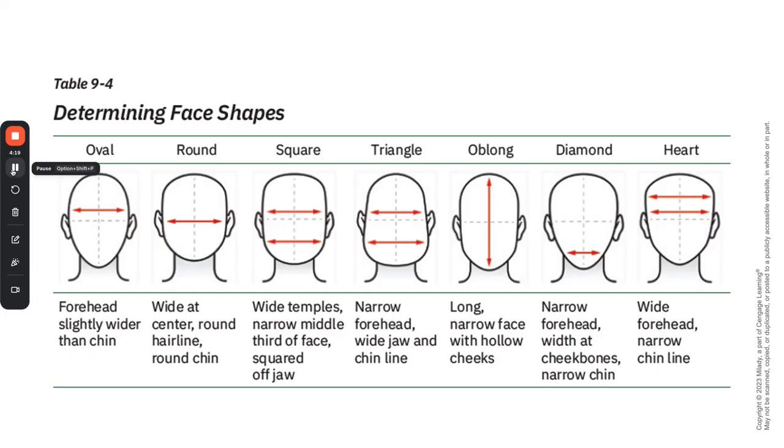Your square people are going to be wider at the temples, narrow in the middle third of their face, and then they're going to have a squared jaw, a harder jawline. You have your triangle clients. They're going to have a narrow forehead, wider at the jaw and chin line.